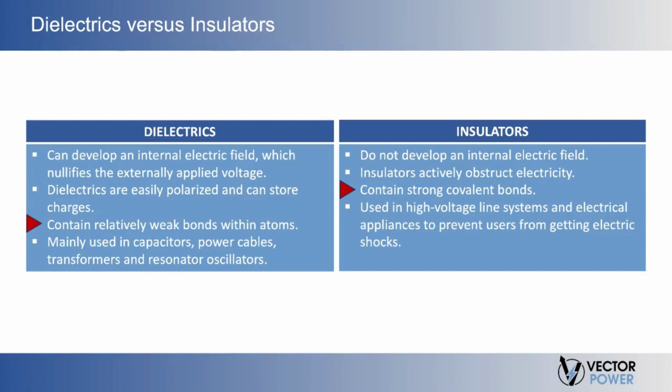Dielectrics contain relatively weak bonds with atoms. Insulators contain strong covalent bonds. And dielectrics are mainly used in capacitors, power cables, transformers, and resonator oscillators, while insulators are used in high voltage line systems and electrical appliances to prevent users from getting electric shocks.